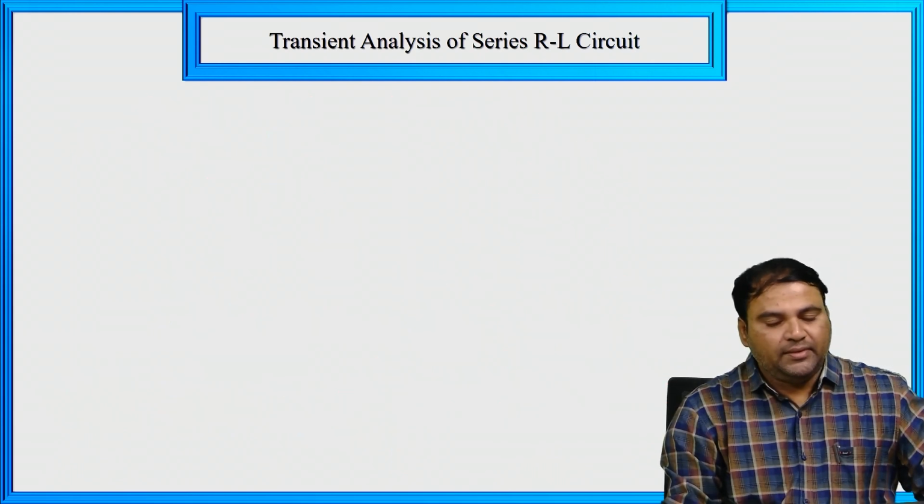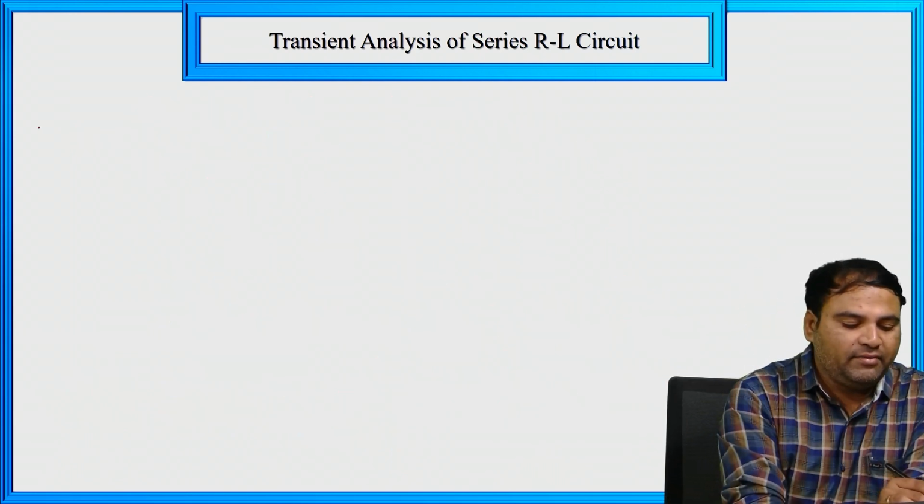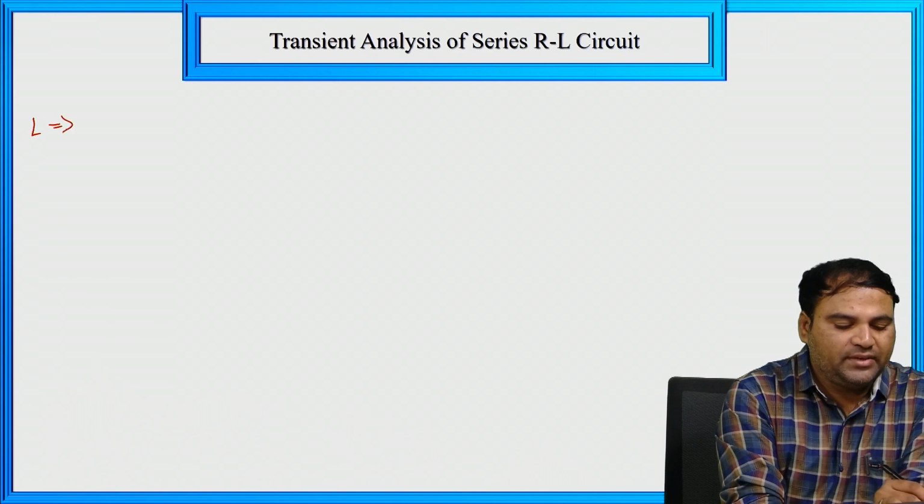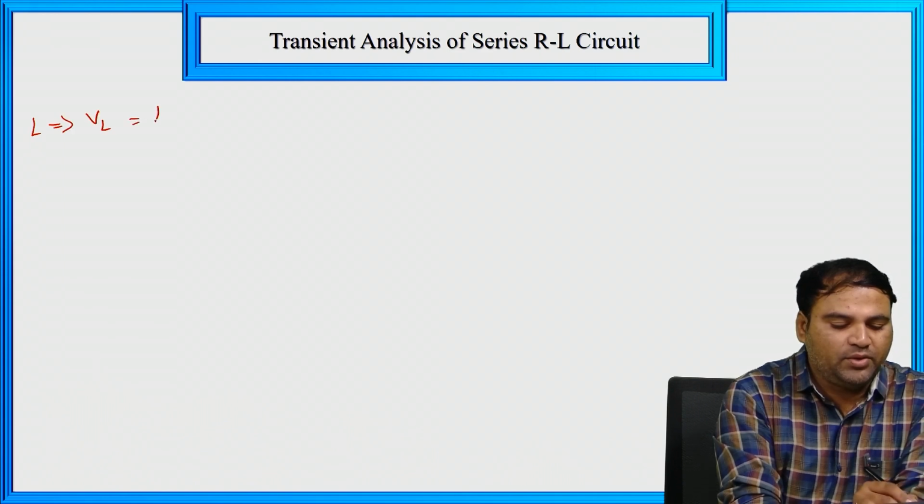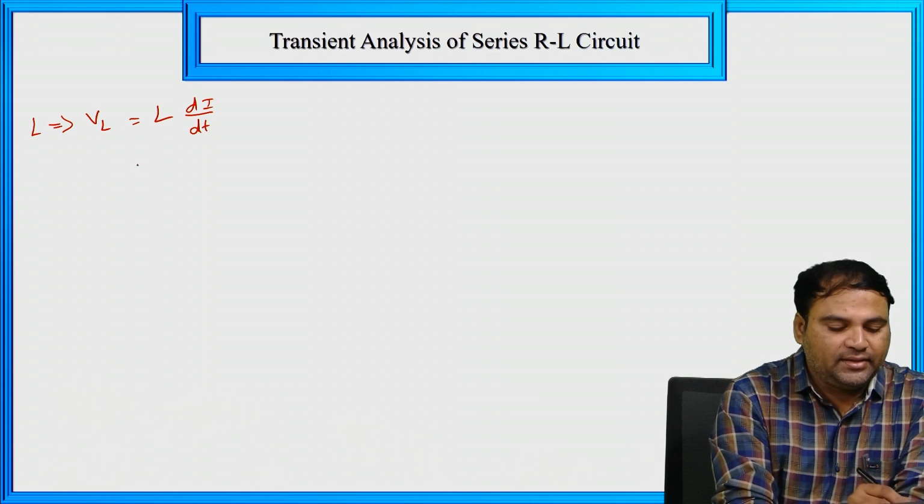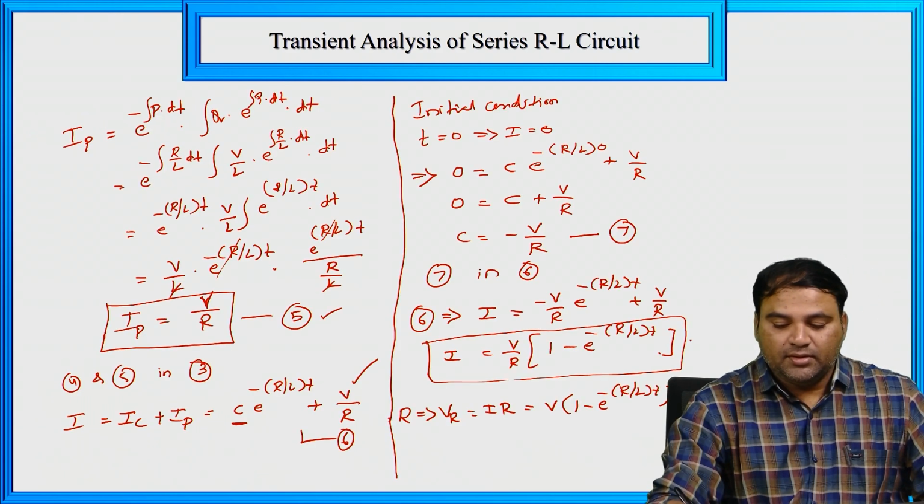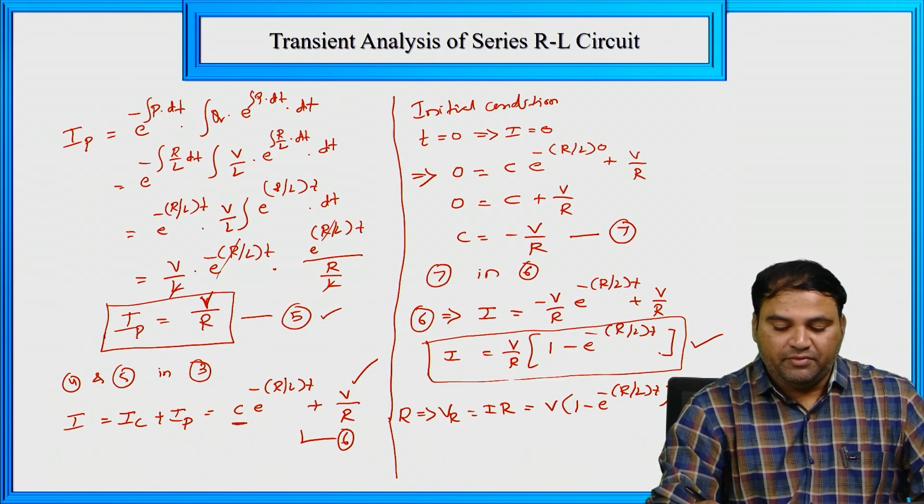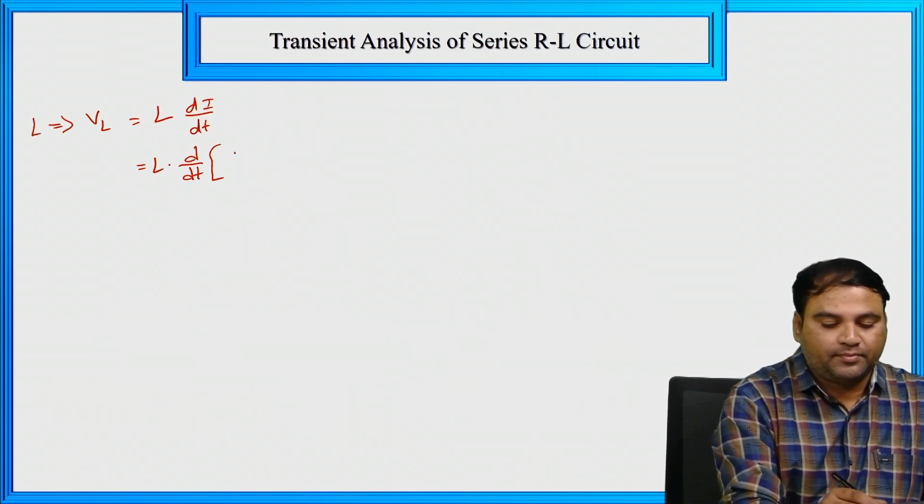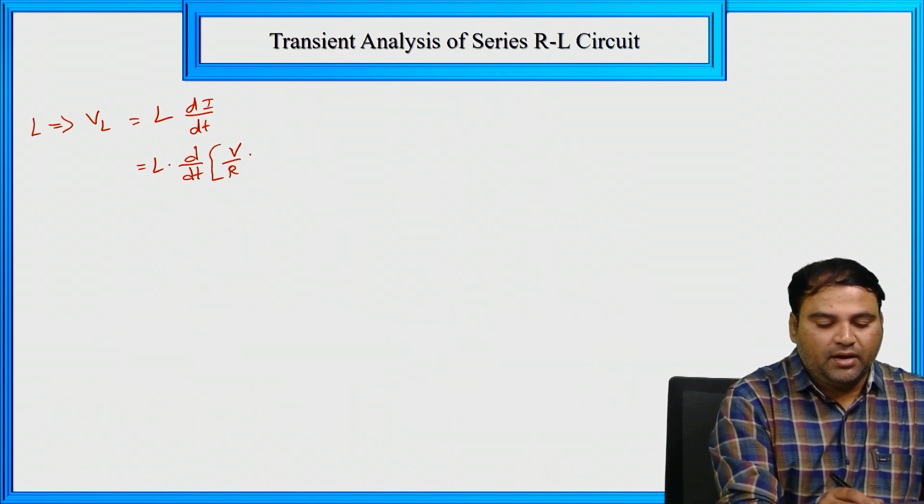Now similarly, the inductor voltage equation. So VL equal to L into di divided by dt. That is equal to L into d by dt of I. So what is the I value here? The I value is V by R into 1 minus e to the power of minus R by L t.